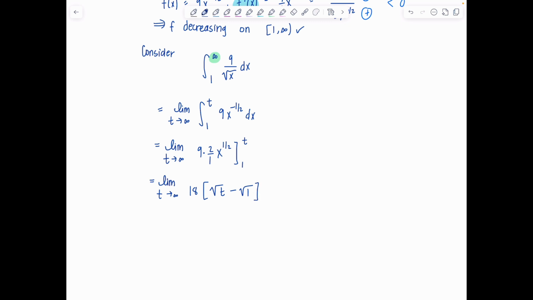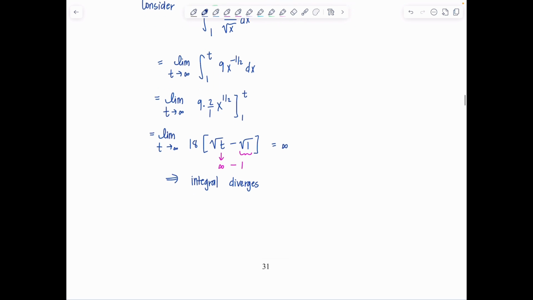Okay. So now as t approaches infinity, square root of t, that's approaching infinity. This is just a constant. So what's going on here? This is getting very, very large. Times 18, it's still getting very, very large. So this limit is infinity, which tells me that the integral, my improper integral, diverges. And if my improper integral diverges, then that tells me that the sum, n equals 1 to infinity of 9 over the square root of n, also diverges by the integral test.